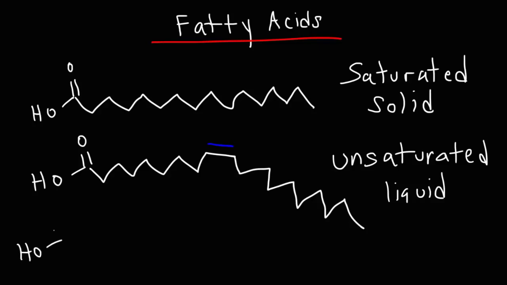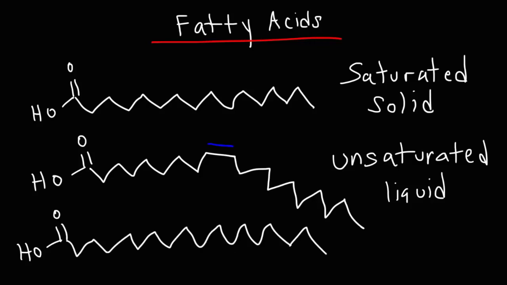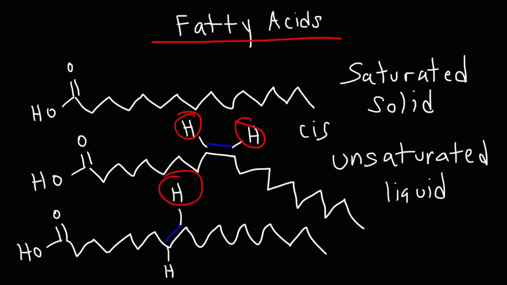Now, another type of unsaturated fatty acid is the trans fatty acid. In this configuration, we have a cis double bond because the hydrogen atoms across the carbons that are double bonded are on the same side of the double bond. In a trans fatty acid, the hydrogen atoms on the double bond are on opposite sides. So that's an example of a trans unsaturated fatty acid.